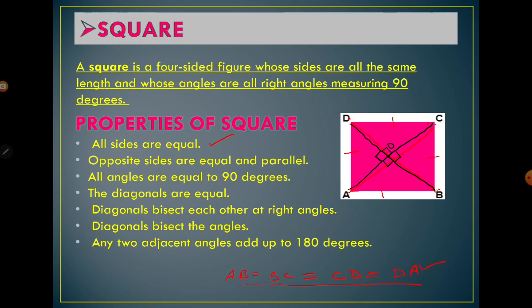So the diagonals bisect each other at 90 degrees, at right angles, and two adjacent angles add up to 180 degrees. Adjacent angle means what? This angle and this angle. The sum of these two angles, angle A and angle B, should be equal to 180 degrees. If all these properties hold good in any quadrilateral, then that will be a square. So a square is a four-sided closed figure in which all the four sides are equal and all the four angles are 90 degrees. Okay, come to the next one.